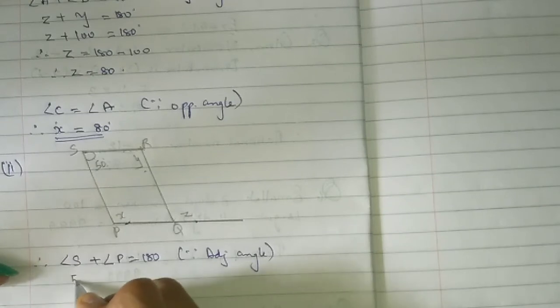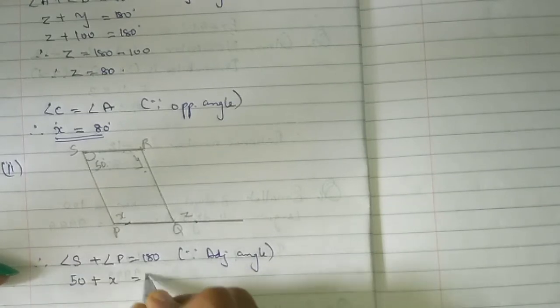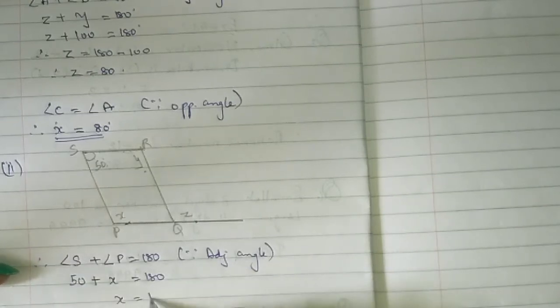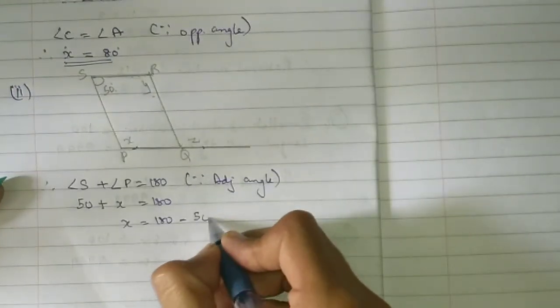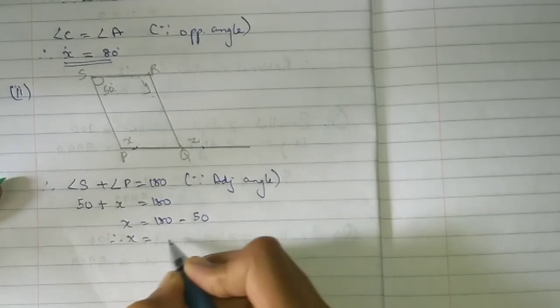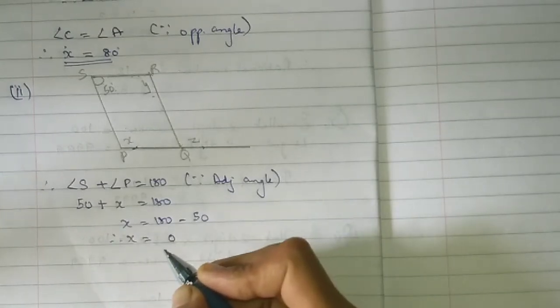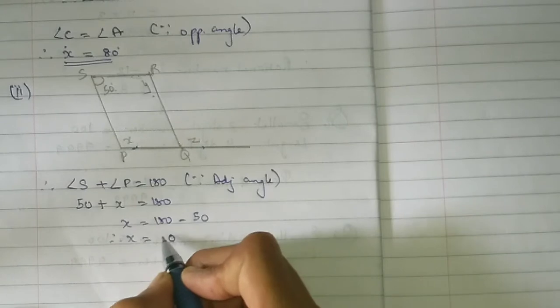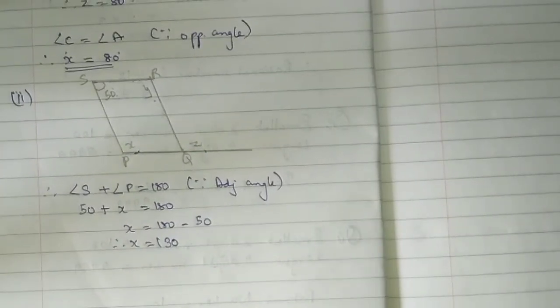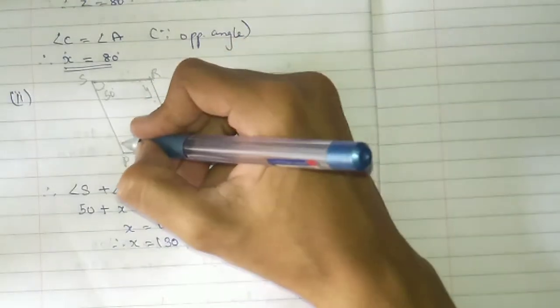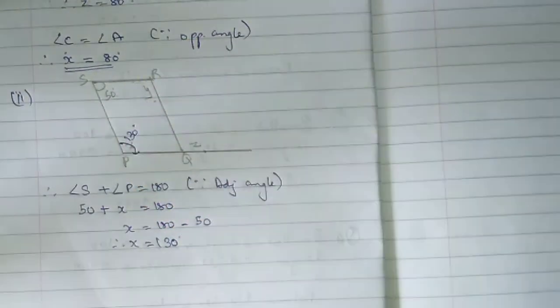Therefore angle S is 50 plus x equal to 180. So x equals 180 minus 50. Therefore x equals 130 degrees.